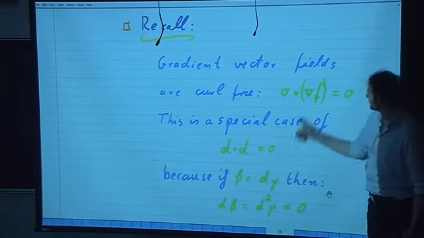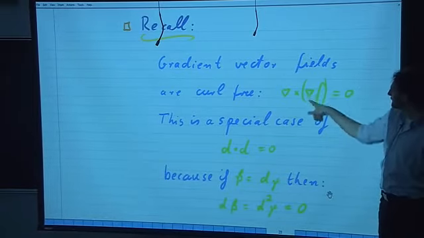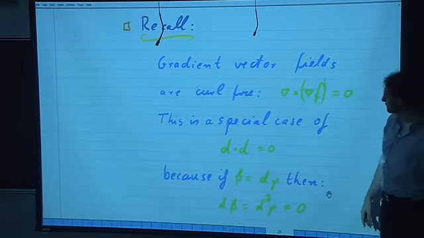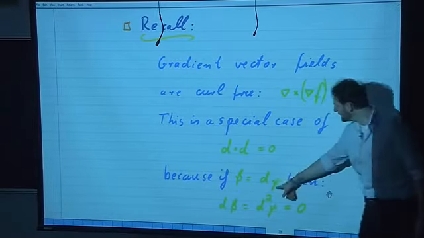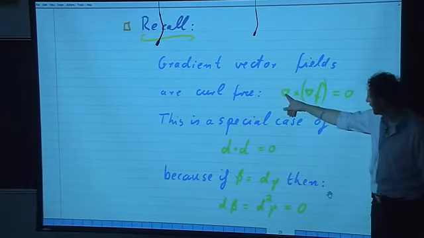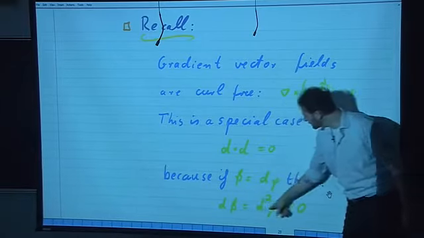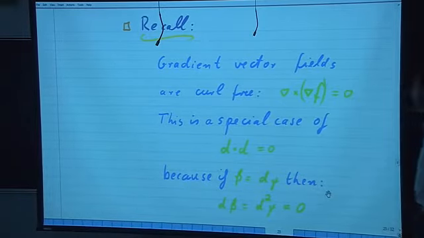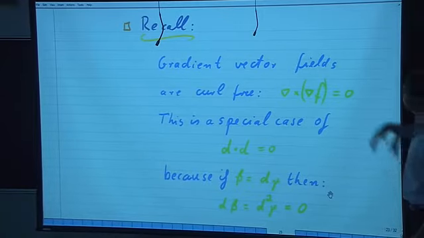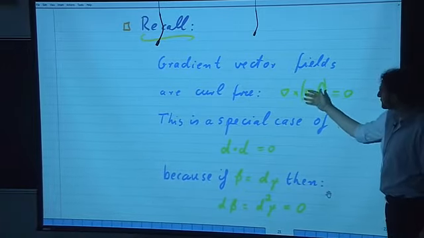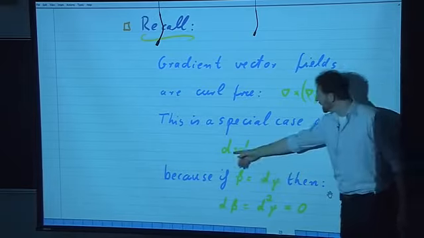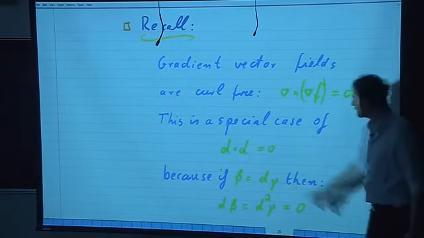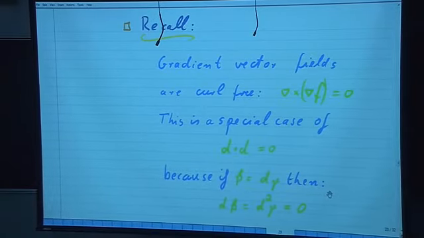Because remember what it means that this is a gradient vector field. You see, if beta is the d of gamma, then the curl of beta is the d squared of gamma, and that's 0 because d squared is always 0. So the fact that gradient vector fields are curl-free is a special case of d squared acting on any differential form vanishing.